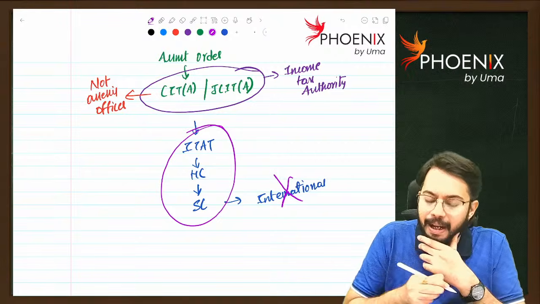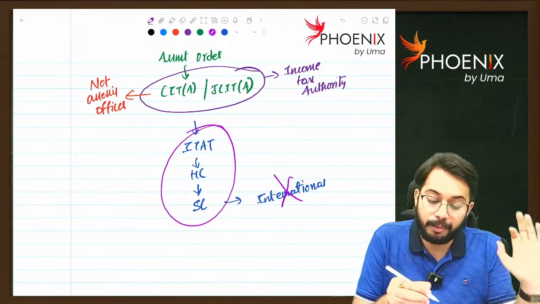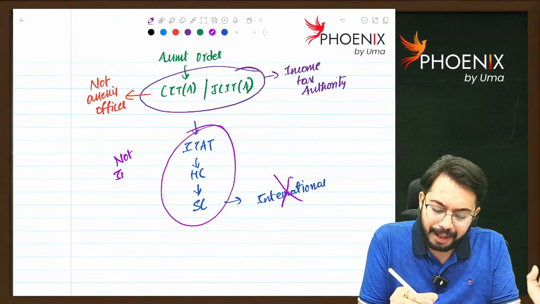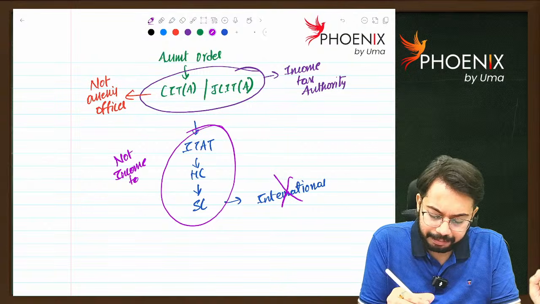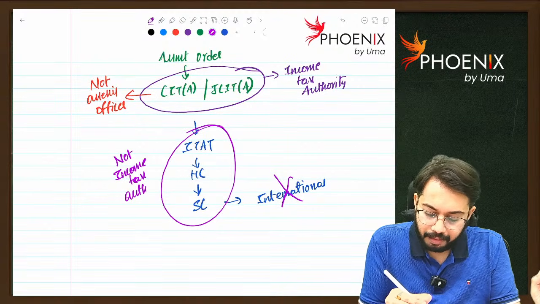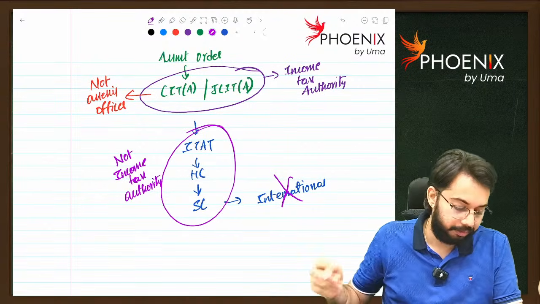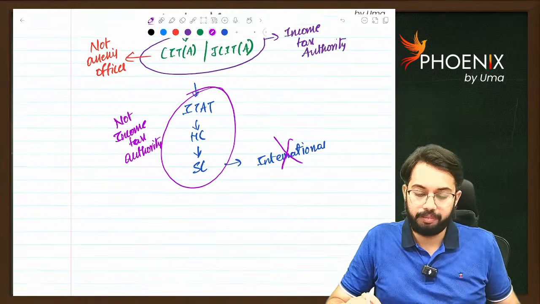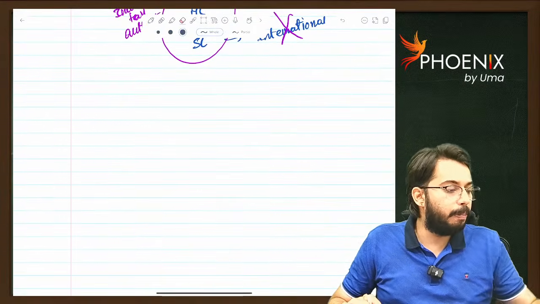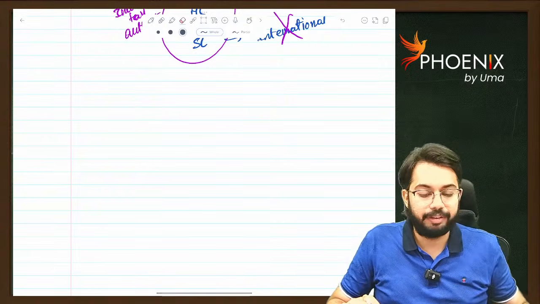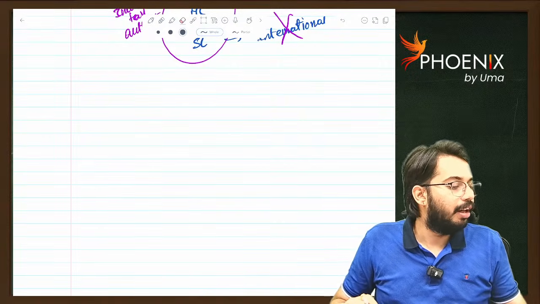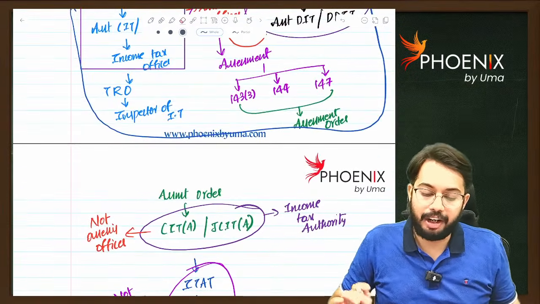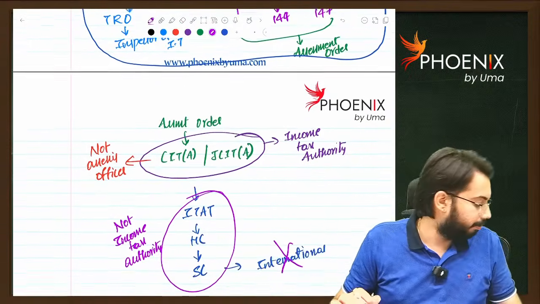So these three, ITAT, High Court, Supreme Court, are not income tax authorities. Are you able to understand? So I hope you understood the concept of income tax authorities. Did you understand?